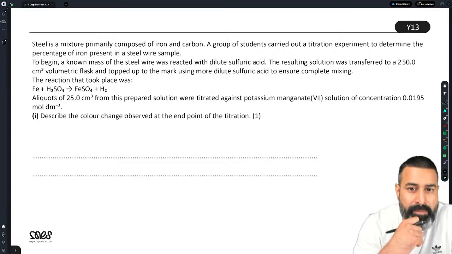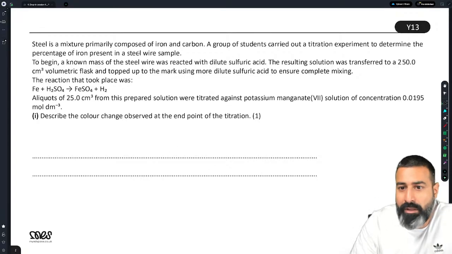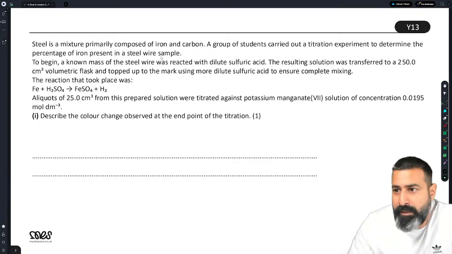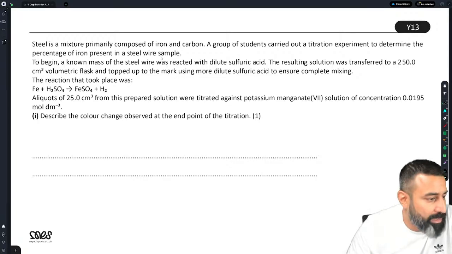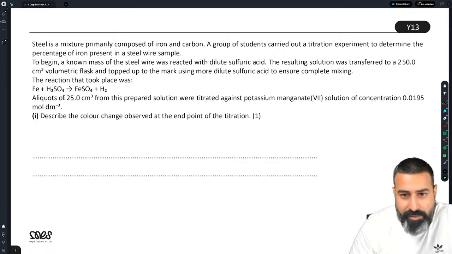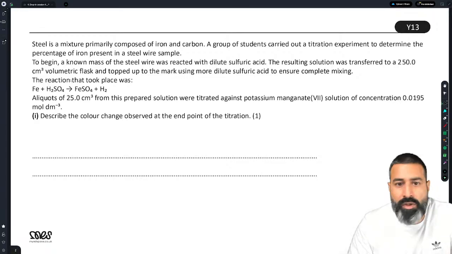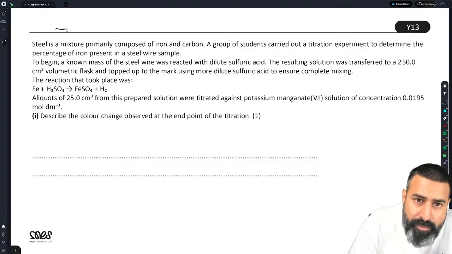So steel is a mixture primarily composed of iron and carbon. Correct. So a group of students carried out a titration to determine the percentage of iron present in a steel wire sample. To begin, a known mass of steel wire was reacted with dilute sulfuric acid. Let's do a little storyboard while we're here. So I've got some steel. I know it's a wire, but I'm just saying that's steel.